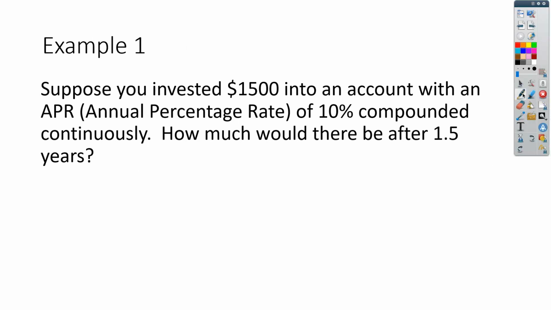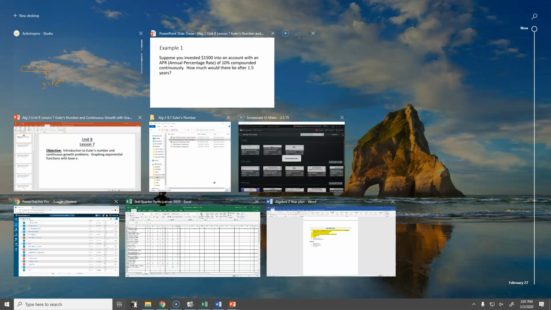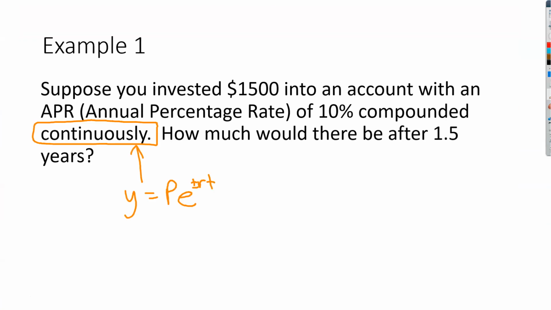So suppose you invest $1,500 into an account with an APR of 10% compounded continuously. How much would there be after 1.5 years? There's a key word up here: continuously. When you have that word, that tells you we're using this. We're just going to let the calculator do it. There's an E button on your calculator.